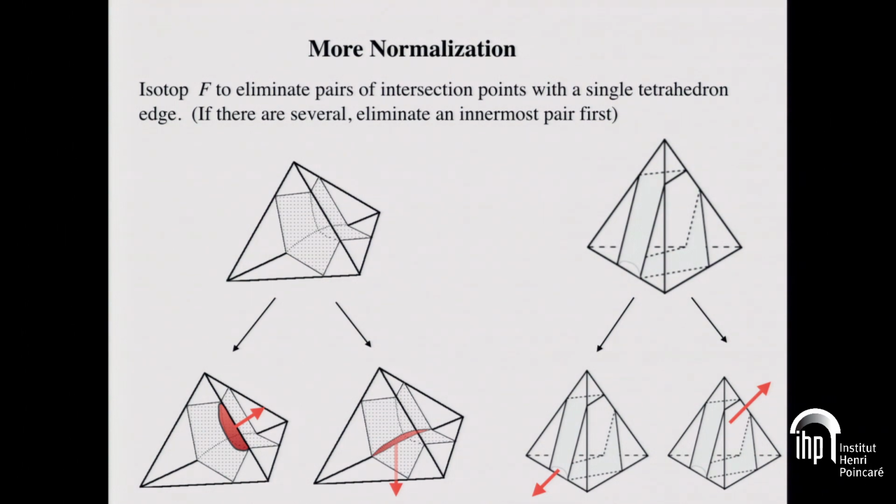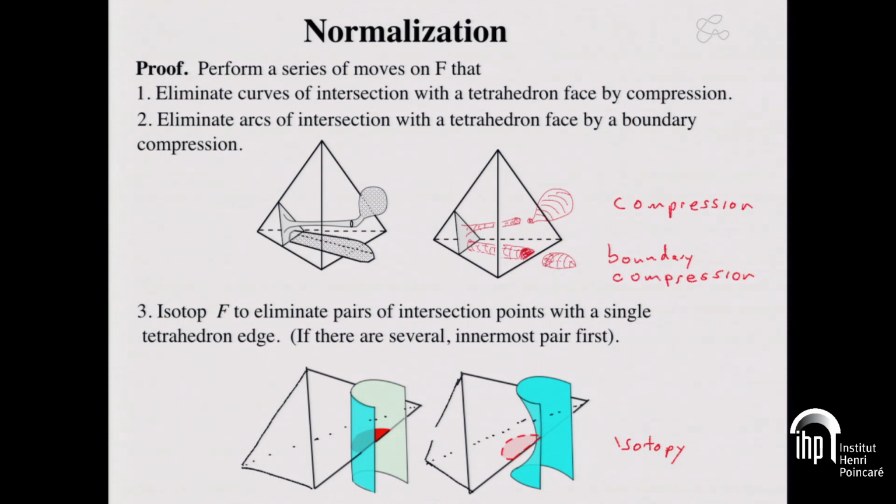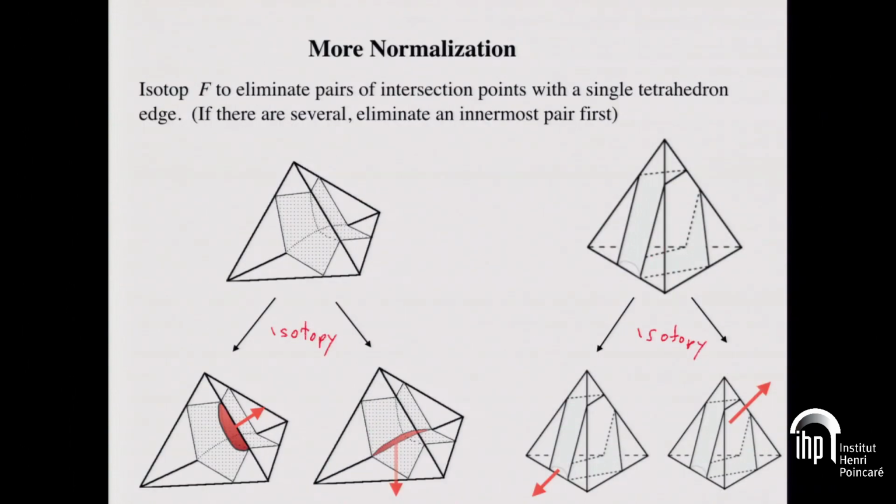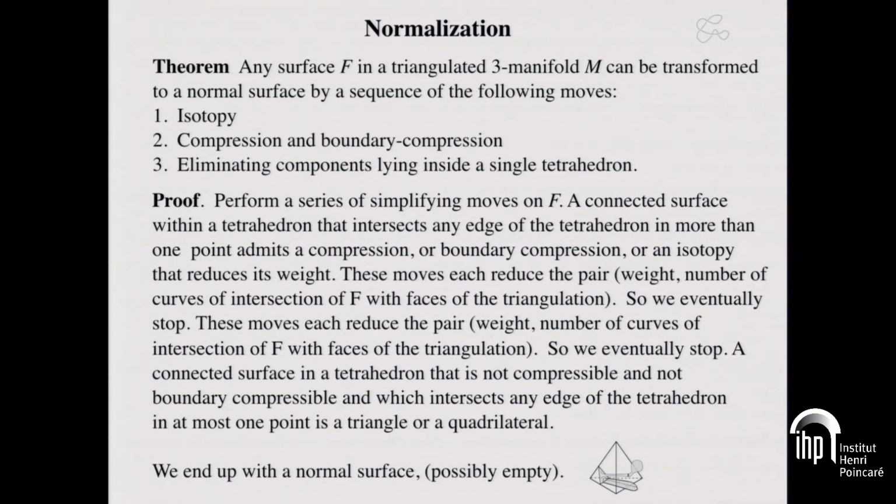And you can always do that if you have a surface intersecting an edge in more than 2 points. So that's not a very hard argument, but I won't give it. And so we do all three of these operations: isotopy, compression, boundary compression, and pushing across an edge where there's excess intersection, more than one point of intersection. And in the end, what we'll get is a normal surface.